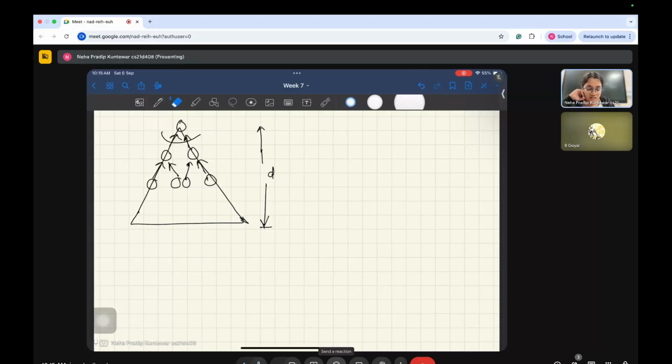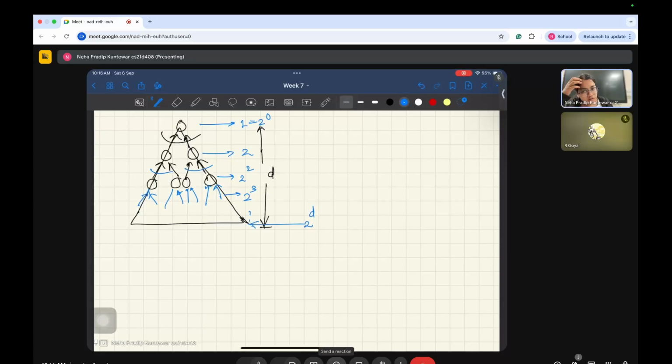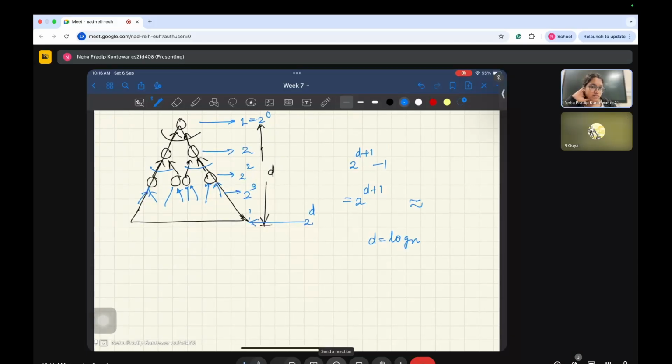the number of gates. Initially we had one gate. At the second level we have two gates. Then it becomes 2 squared, then 2 to the 3, and so on. At the final level, let's say we have 2 to the d. So the total number of gates is something like 2 to the d plus 1 minus 1, or let's say order 2 to the d plus 1.